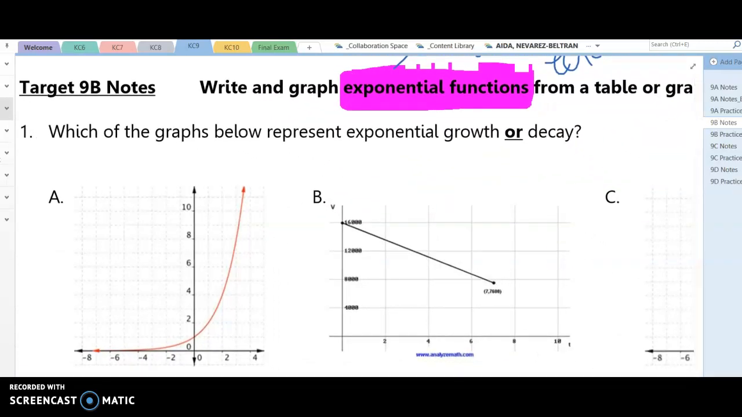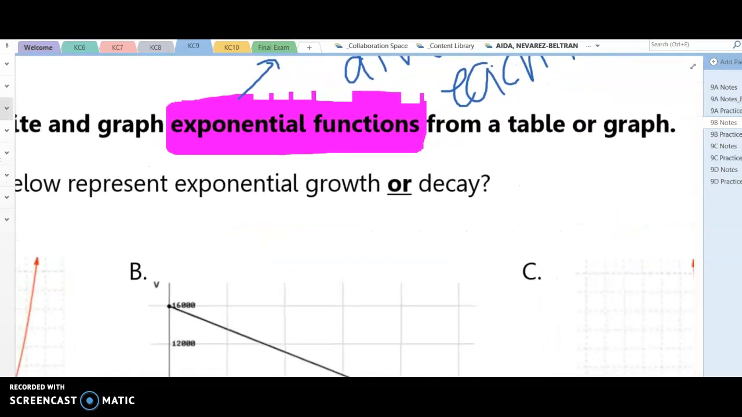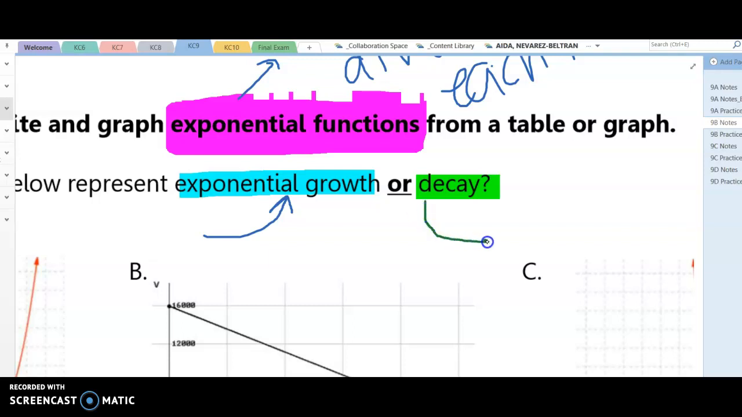So it says, which of the following graphs below represents exponential growth or decay? So we have exponential growth here or decay. So those are two different things. So exponential growth, your graph is going to increase. So it's going to kind of increase slowly at first and then increase really quickly. Decay is when it starts decreasing really quick and kind of evens out.